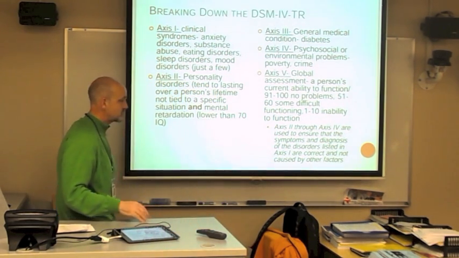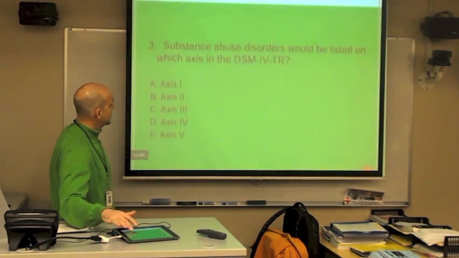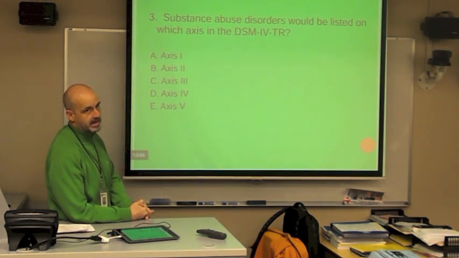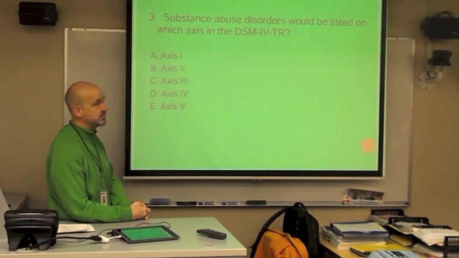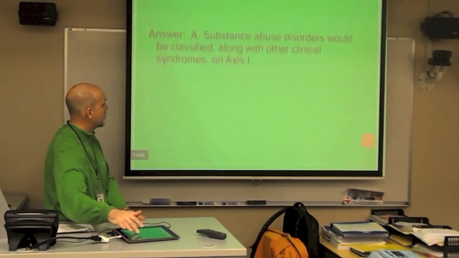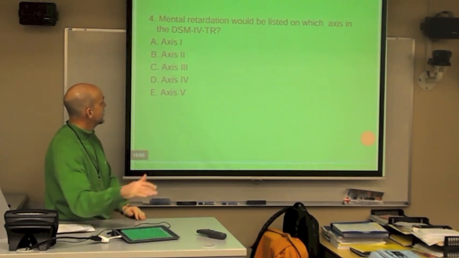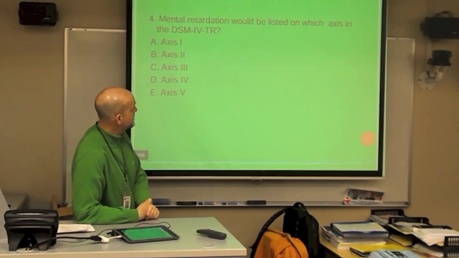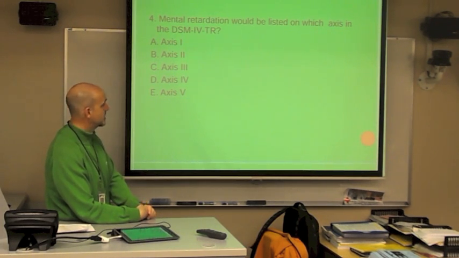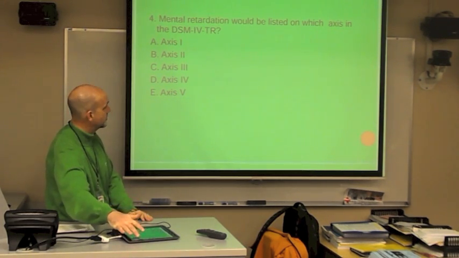Now, a difficult question: substance abuse disorders would be listed on which axis? Now remember, personality disorders and mental challenges would be on Axis 2. So the answer for this would be Axis 1. Now another question: mental retardation or challenges would be listed on which axis? Again, that's a lifelong condition. Axis 2 is for lifelong conditions. That would be Axis 2.